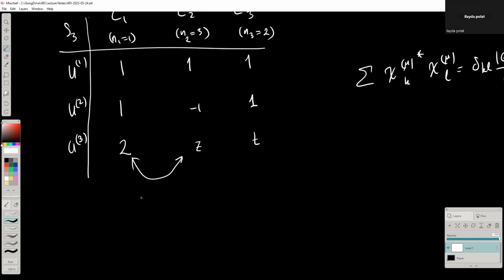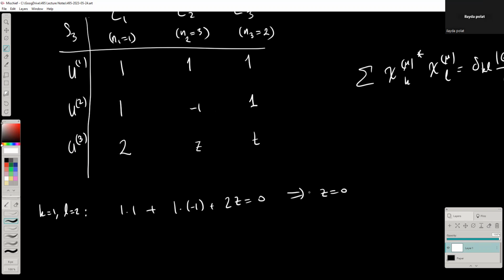So I'm just going to do this for the first two columns, for example, this and that column. Okay. So I'm going to write down the relationship like this. So 1 times 1. That's basically for K equal to 1, L equal to 2. So therefore, 1 times 1, 1 times minus 1 plus 2 times Z is equal to 0. But this is already 0. But this implies that Z is equal to 0.